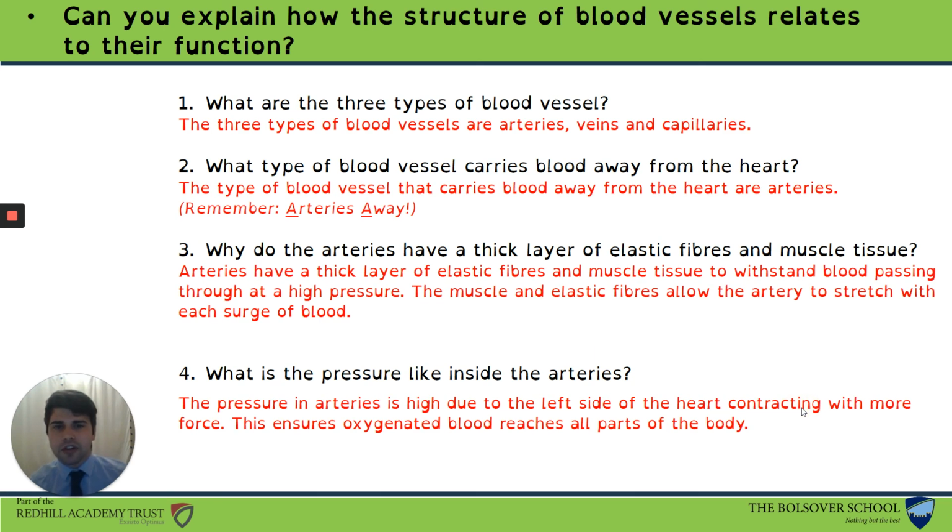So 3 types of blood vessel then, arteries, veins and capillaries. I'm hoping that wasn't too tricky for you, that first one. What type of blood vessel carries blood away from the heart? Remember A, away, so that's arteries. Why do arteries have a thick layer of elastic fibres and muscle tissue? So arteries have a thick layer of these tissues to withstand blood passing through at a high pressure.